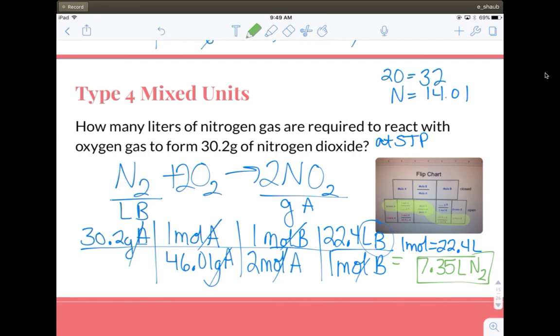So those are the basic calculations using the variety of different ways with the flip chart. Please let me know if you have any questions. And then in the last video, I'll be explaining more of the limiting reagents and percent yield.